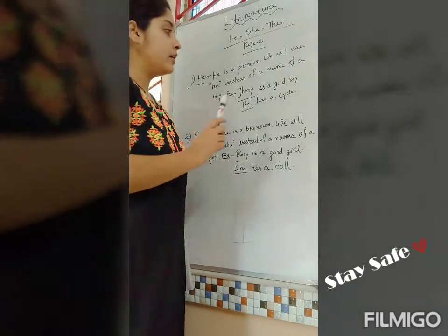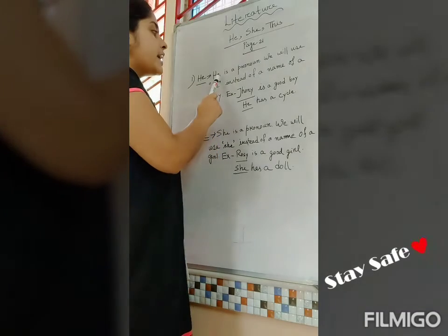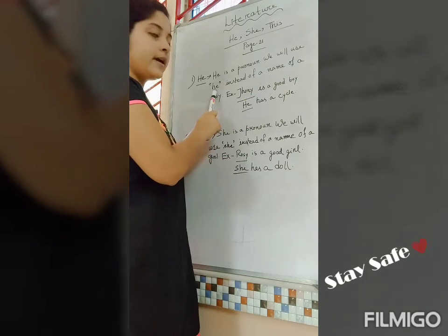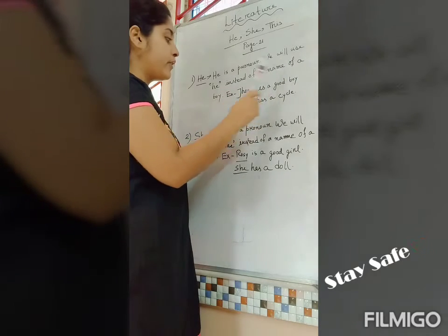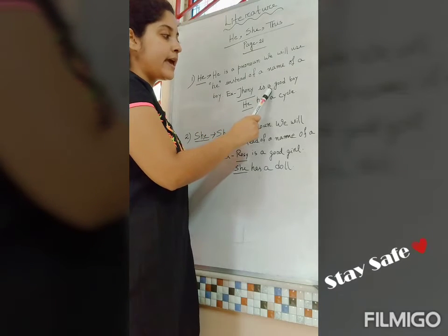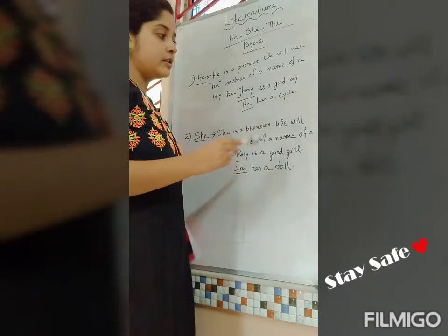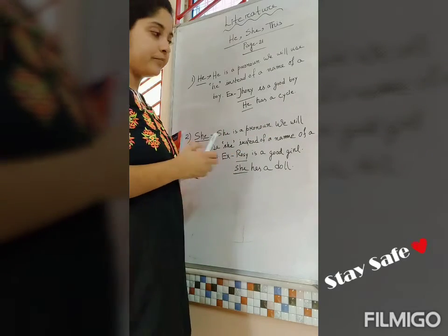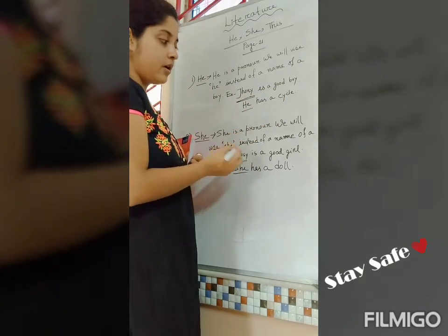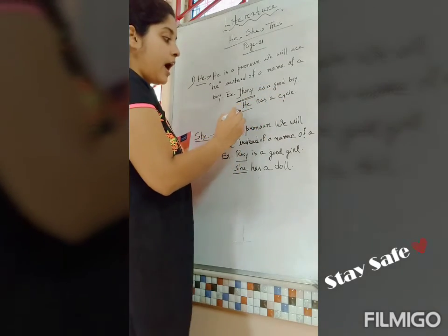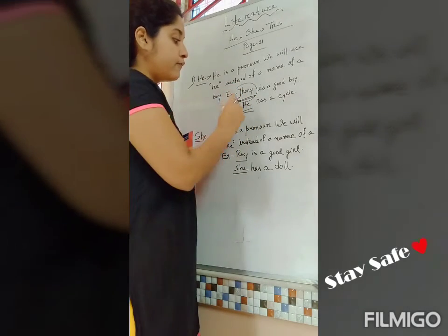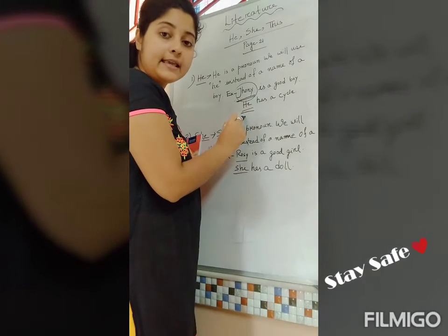So I will read again. He is a pronoun. We will use he instead of the name of a boy. Example, Johnny is a good boy. In the first sentence, I have used a name, that is Johnny. Johnny is a good boy. In the next sentence, I have used he instead of Johnny. Instead of his name, I have used he.